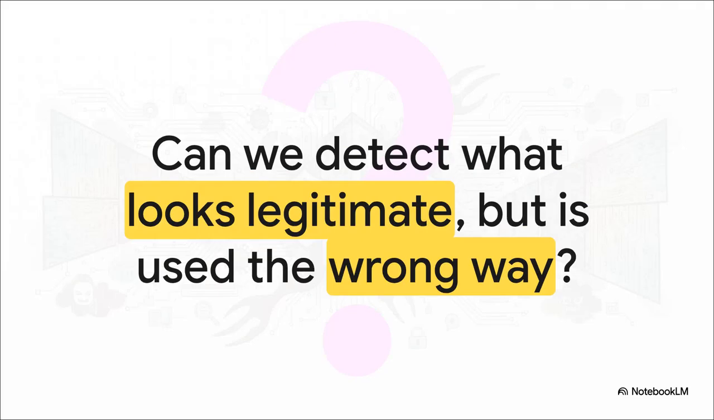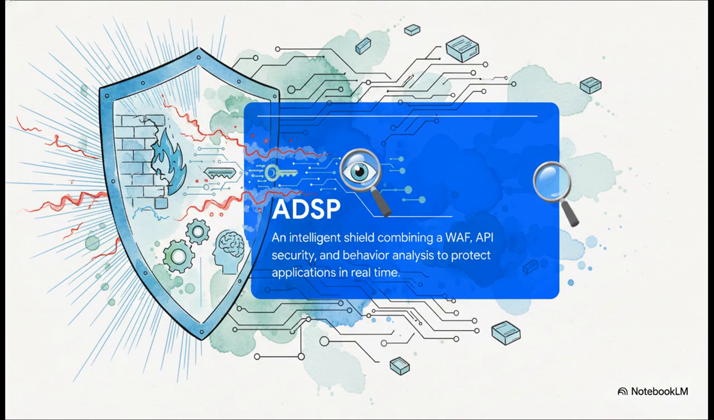And that really brings us to the core question that every leader should be asking their teams. Can we tell the difference? Can we spot when an action looks totally legitimate? It's a valid user, they have the right key, but they're using it in a completely abnormal way. That's the real challenge.